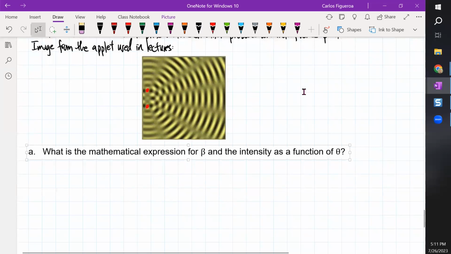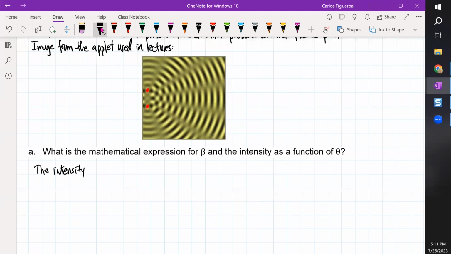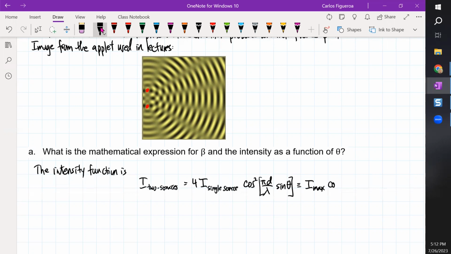So the question is, what is the mathematical expression for beta and the intensity function? The intensity function I of two sources is going to equal 4 times the intensity of a single source times cosine squared of pi d over lambda times sine of theta. And then I'm going to define this as I max times cosine squared of beta.